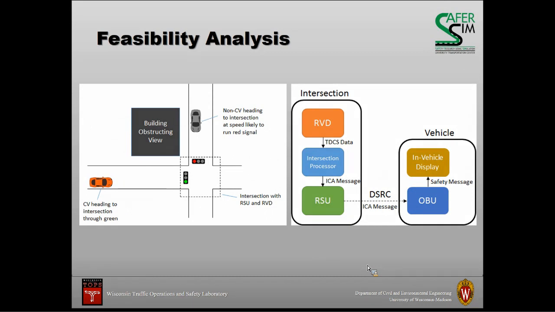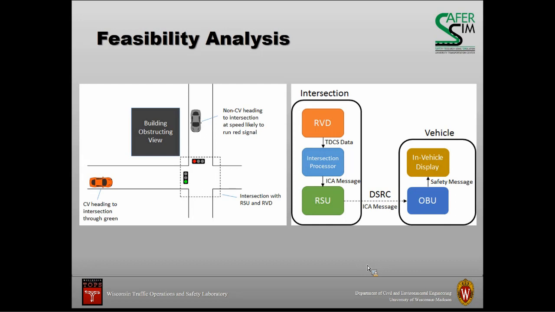Now, the flow on how everything is happening is as follows. So first, we have a non-connected vehicle, which is detected by the radar-based vehicle detection at the intersection. Then the location, the speed, the heading, it's all monitored by the radar-based vehicle detection. And then the intersection processor receives this information called TDCS messages, as well as the current signal phases.